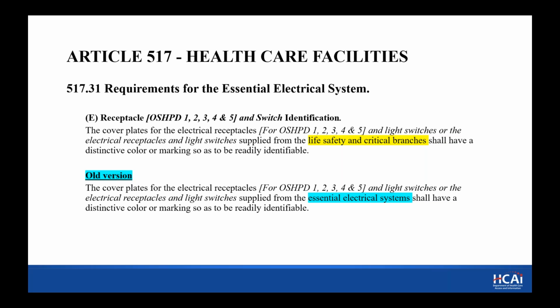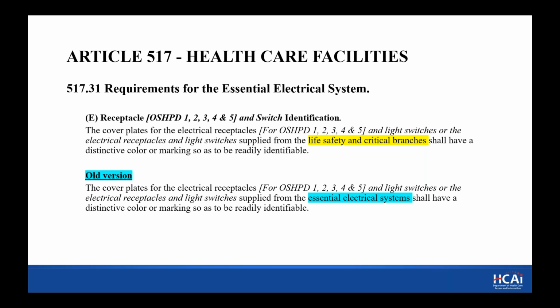You'll see that this kind of relaxed as far as receptacle and switch identification. It used to say for the essential electrical systems. Now it's been revised to just say for life safety and critical branches. So while there's probably not a lot of equipment branch lighting and receptacles, those that do exist do not need this labeling that you have required for the critical and life safety.